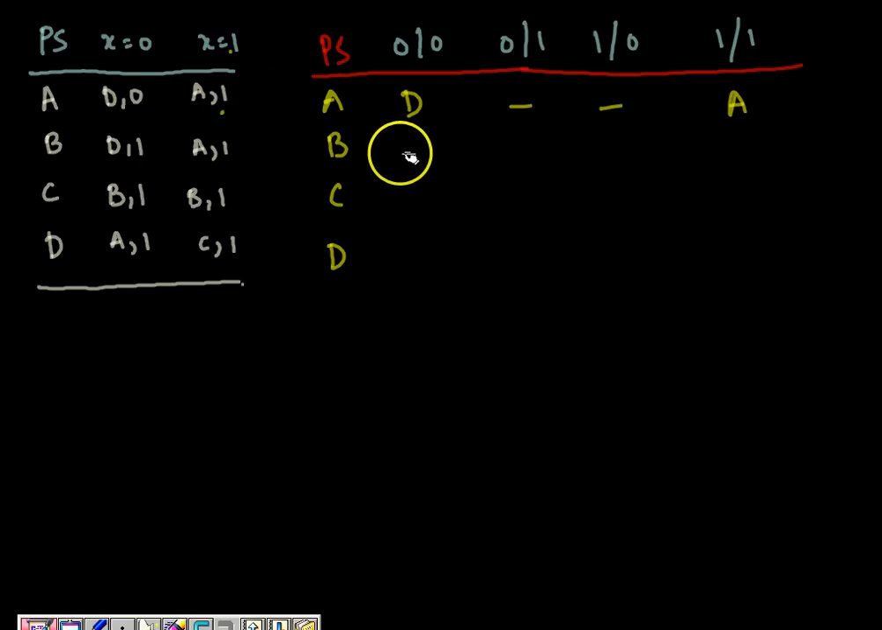For B, 0 input, 0 output, nothing is there. 0 input, 1 output, it's D. 1 input, 1 output, it's A, and nothing is there. For C, what we are getting? 0 input, 1 output is B, and 1 input, 1 output is also B, and we do not have anything here.